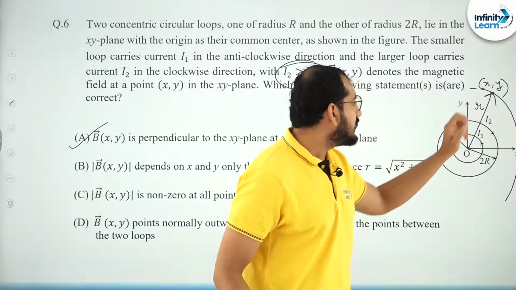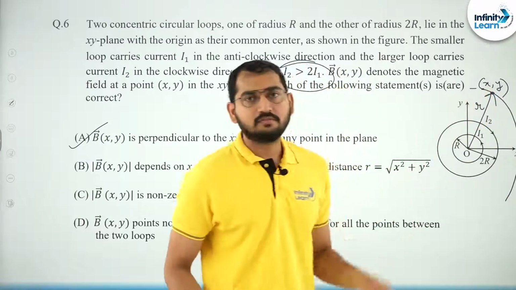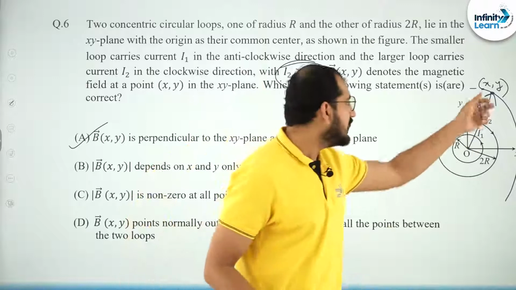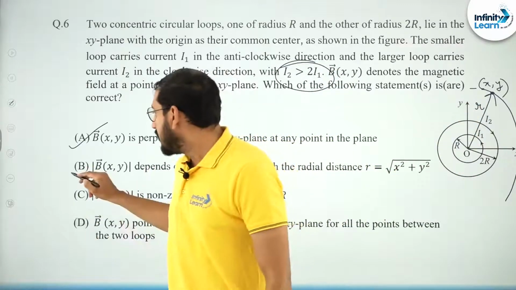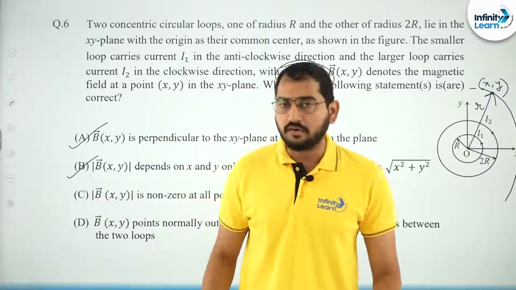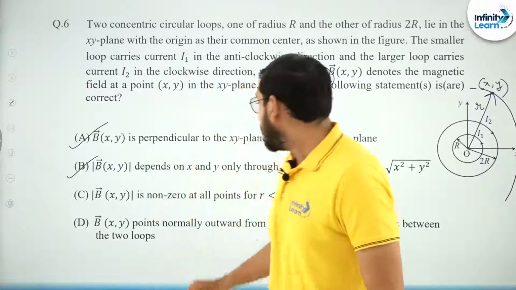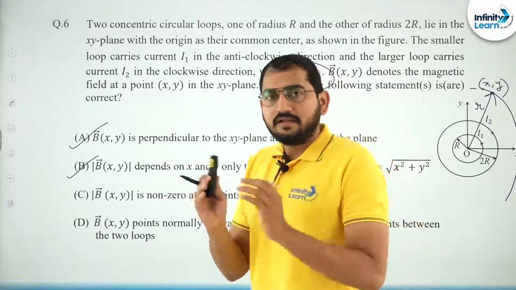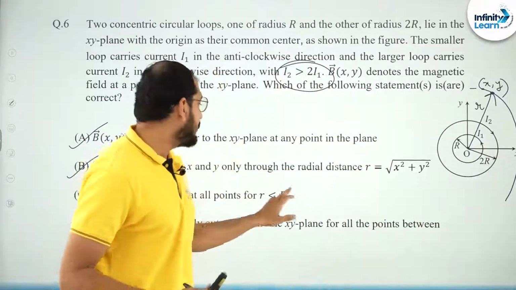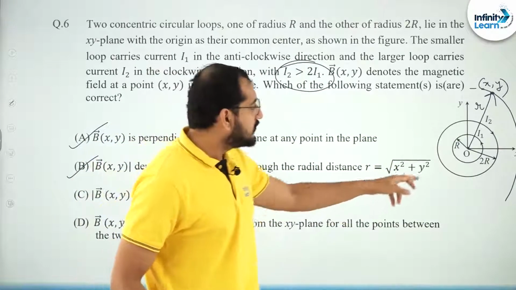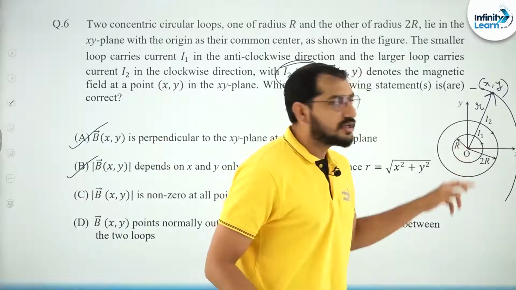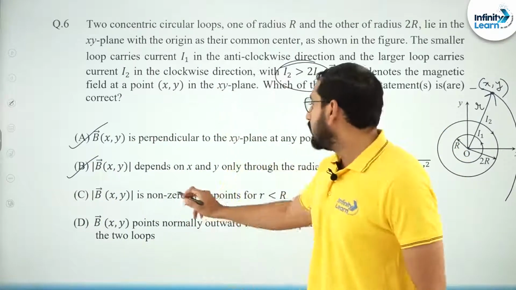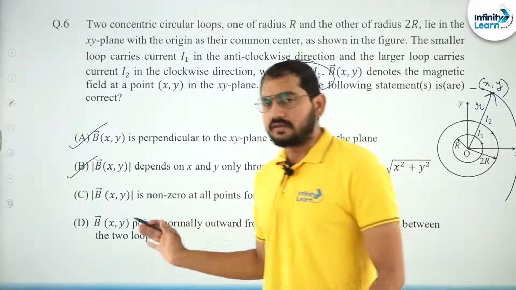So I can clearly say that the magnetic field existing at this point will be a function of this radial distance r. So option B will also come out to be correct. Now option C says that for the points which are inside the smaller loop, for small r less than capital R, is there any chance that the value could be non-zero or zero? That I need to discuss.